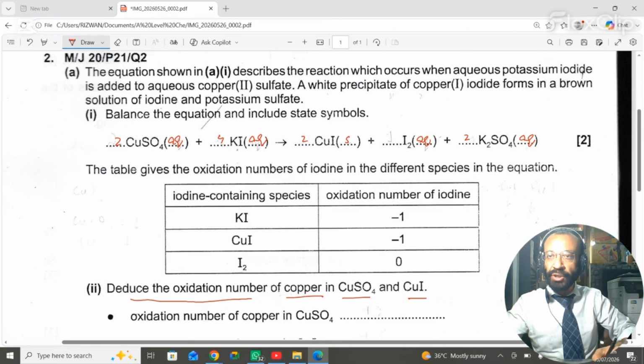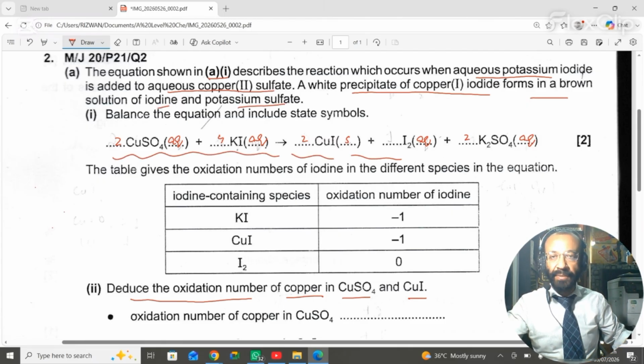The statement of the question is: the equation shown in the first part describes the reaction which occurs when aqueous potassium iodide is added to aqueous copper sulfate. A white precipitate of copper iodide forms in a brown solution of iodine and potassium sulfate. And here is the reaction.